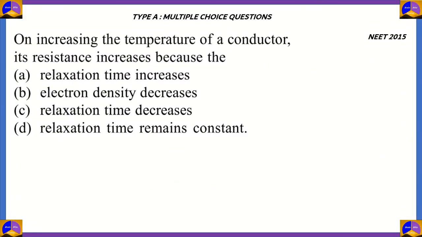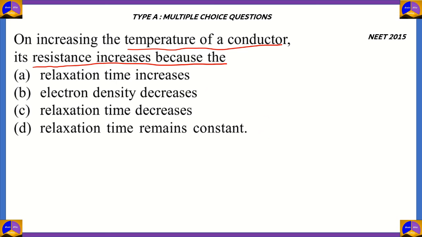Now, let's look at the final question of this episode. On increasing the temperature of a conductor, its resistance increases because A, the relaxation time increases, B, the electron density decreases, C, the relaxation time decreases, D, the relaxation time remains constant. So how do we solve this question?